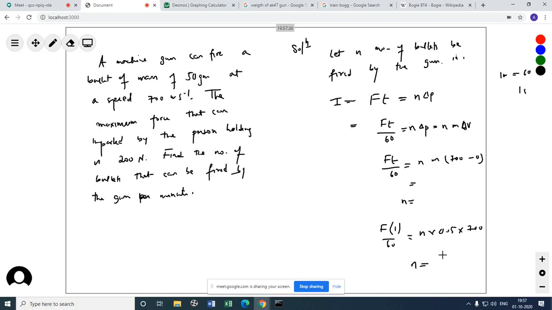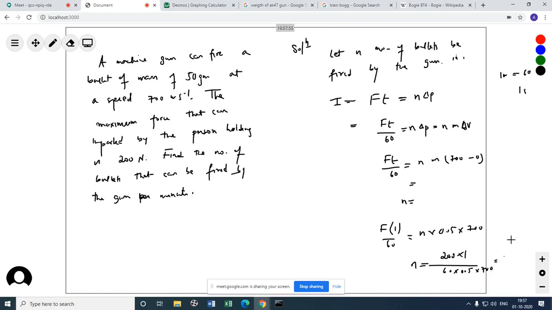F is 200. 200 into 1 divided by 60. So I'm getting 0.5 into 10.5. 700. How much? So I'm getting something like 10.5. So I'm getting 1 by 10.5.